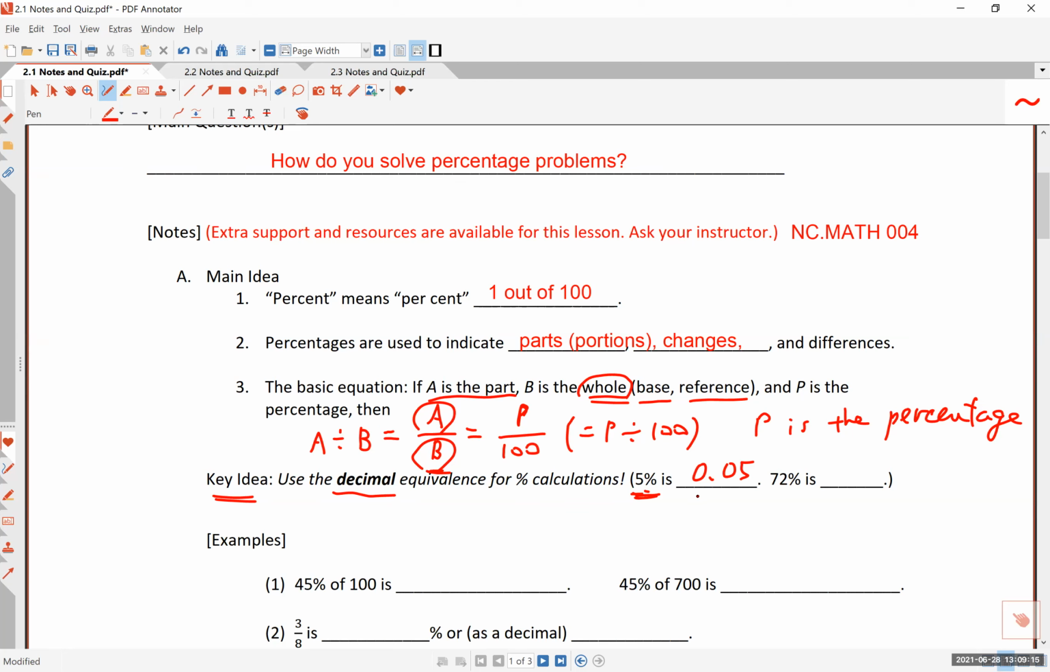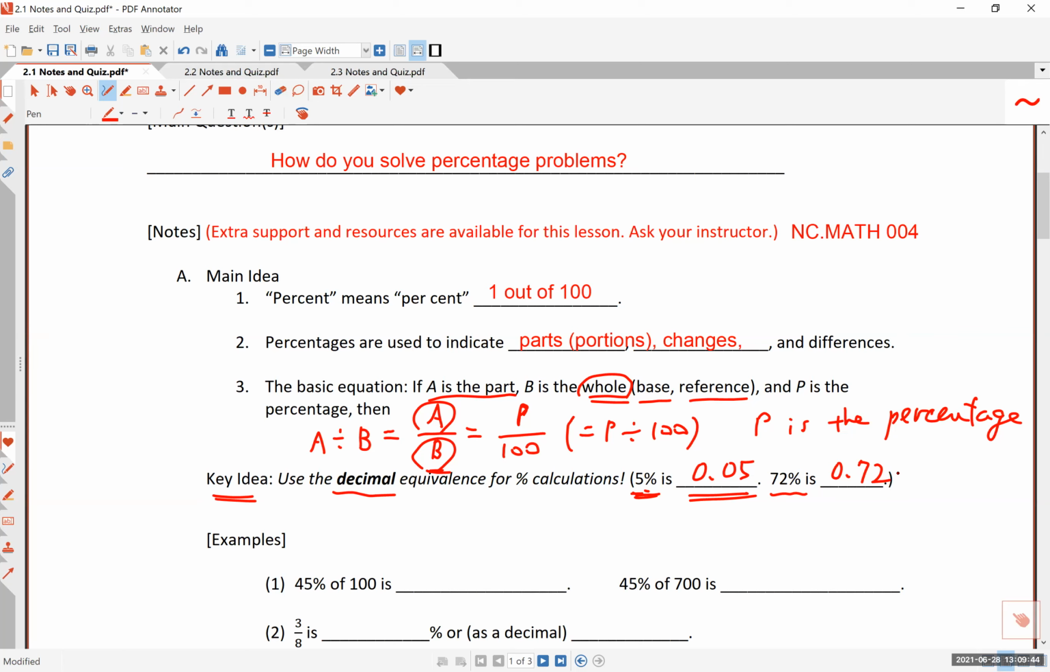And I want you to know the decimal number 0.05 is precisely equal to 5%. And when we say 5%, we precisely mean 0.05, the decimal number. Similar thing can be said about 72%. 72% can be written, and should be written, as 0.72. Now, in all of our calculations involving percentages, this is the convention that we will follow.